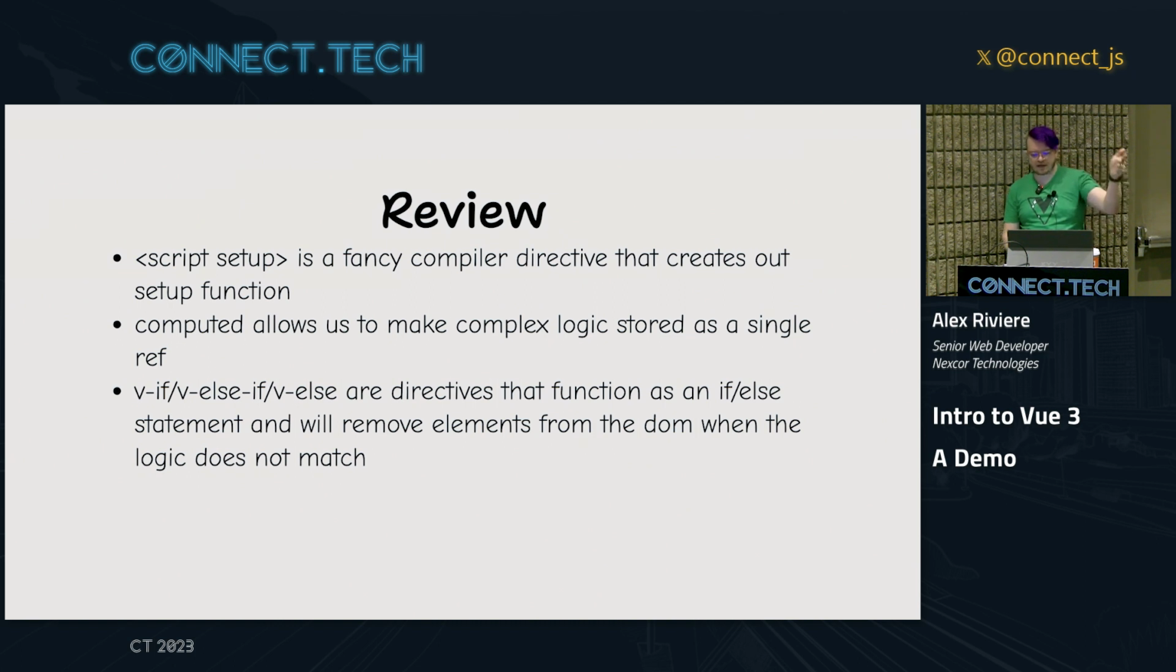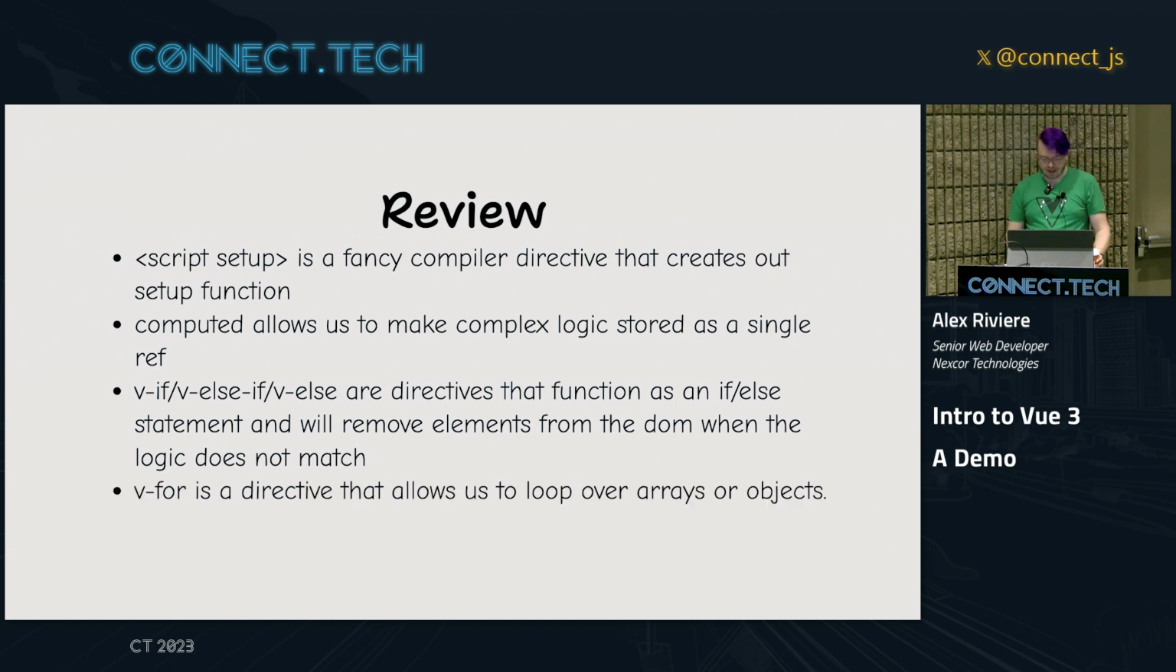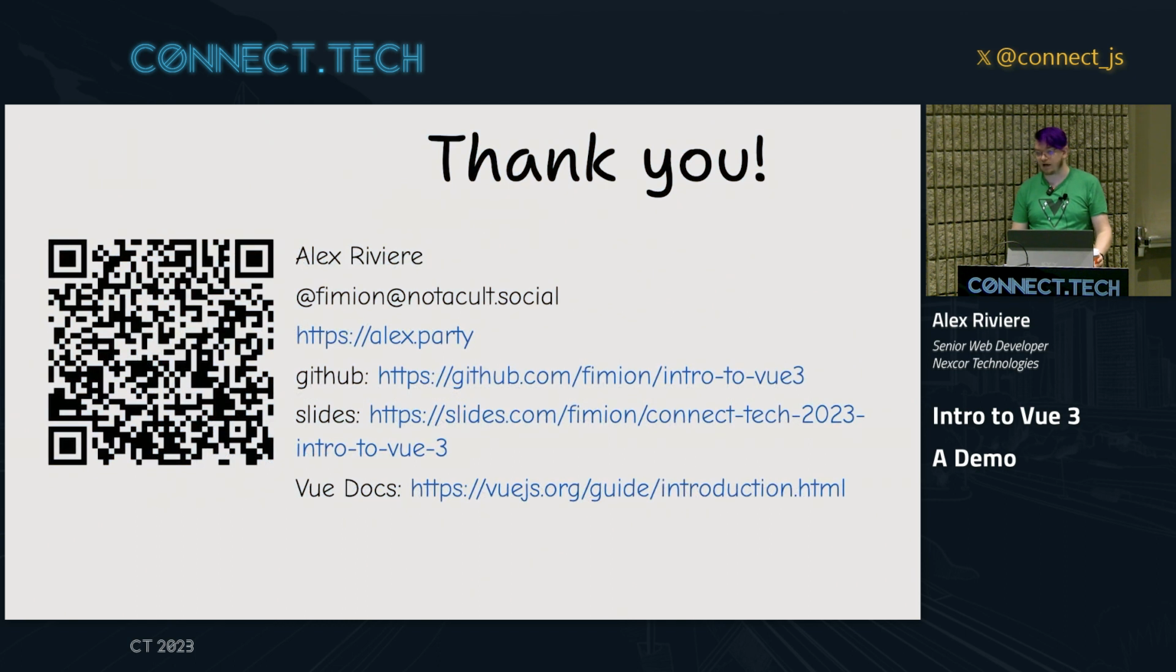We have v-if, v-else-if, and v-else, and those are directives that are essentially an if, else-if, else statement, rather than using complex, weird ternary options to be like either this or null, right? We don't need to do that. We have a way to do that in Vue. And v-for is a directive that allows us to loop over arrays and objects. That is all that I have.